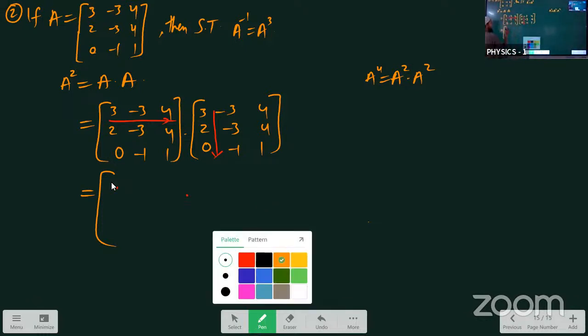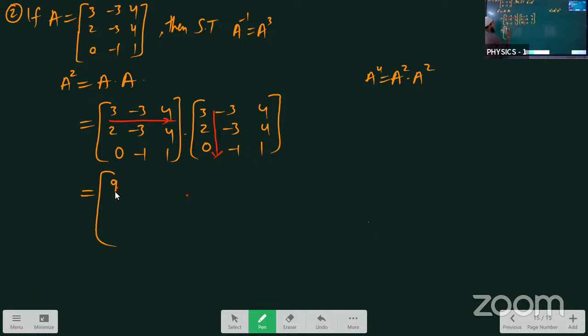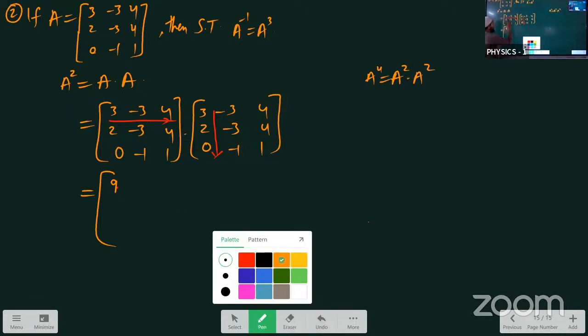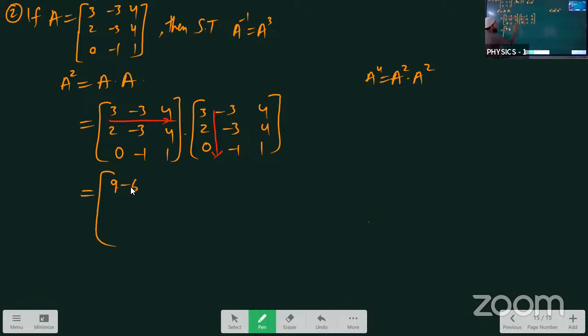3 3 ja 9, minus 3 into 2, minus 6, 4 into 0, 0. In the same way, first row, second column, you do multiplication correspondingly and add. 3 into minus 3, minus 9; minus 3 into minus 3, minus into minus plus 9; 4 into minus 1, minus 4. In the same way, multiply these two: 3 4 ja 12; minus 3 into plus 4, minus 12; 4 into 1, plus 4. Okay, plus 12 minus 12 cancel, plus 9 minus 9 cancel.